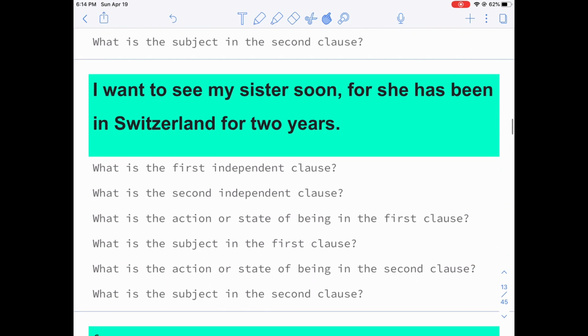Here's one more. I want to see my sister soon, for she has been in Switzerland for 2 years.